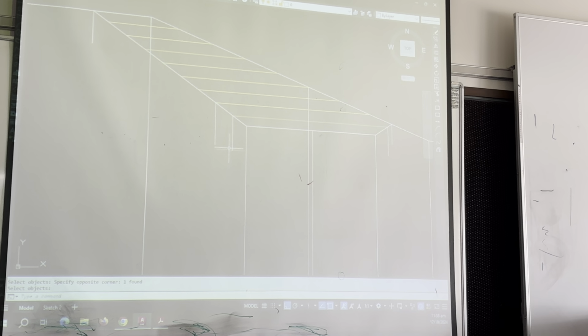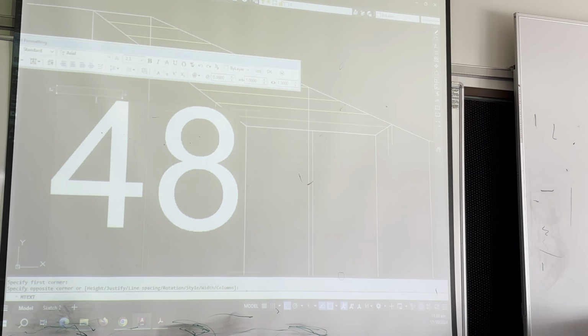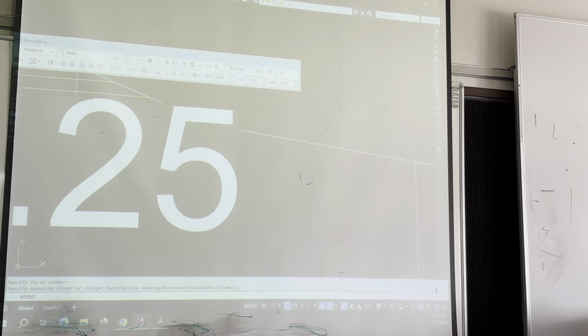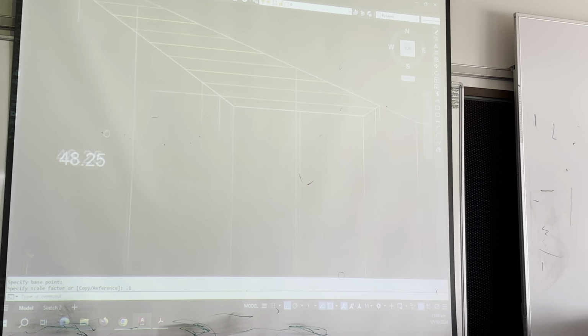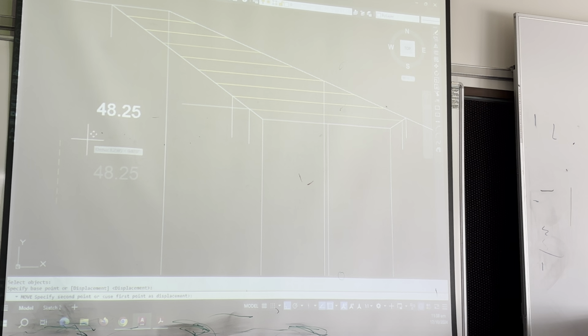So let's have a look at this very first one. This was 48.05, so that was 48.25, right? Scale that down a bit. So that one's 48.25. I'll scale it down a wee bit more.